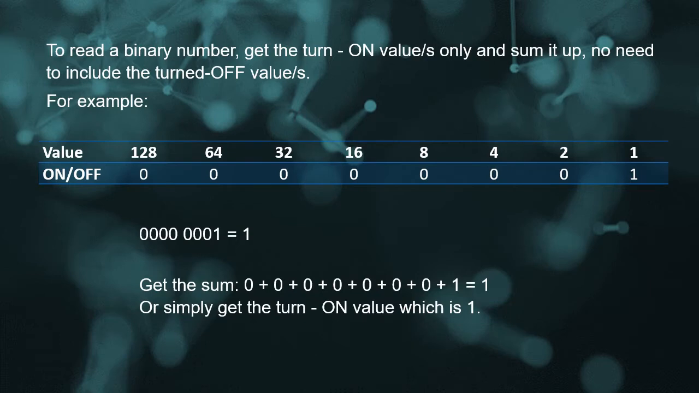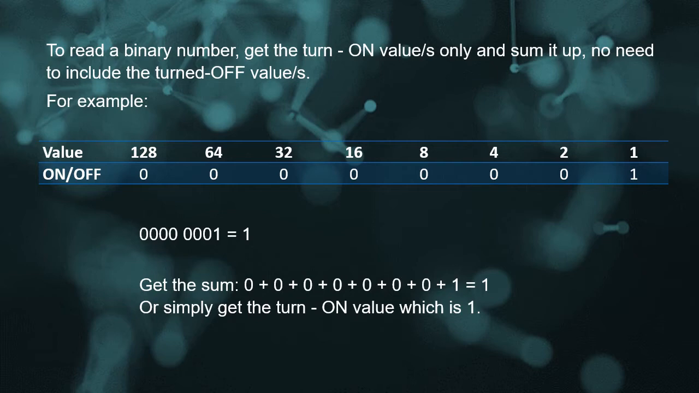To read a binary number, you need to get the turn-on values only and sum them up. So there is no need to include the turn-off values. The turn-on values are the numbers with 1 as their value, while the turn-off values are the numbers with 0. So recall that our binary digit has two values, the 0 and 1. Again, 0 is turn off and 1 is turn on. So we are only to add the numbers with turn-on values.